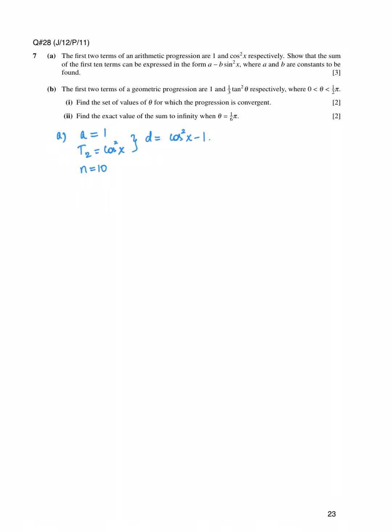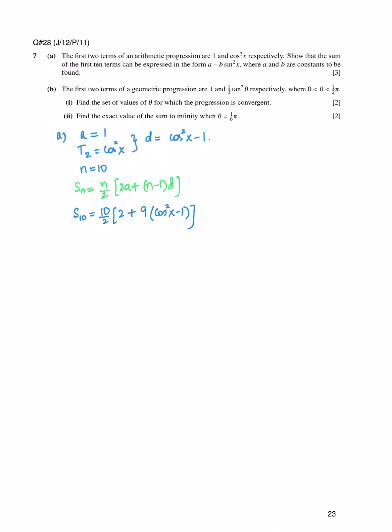The working formula to find the sum of n terms is n divided by 2, times 2a plus n minus 1 times d. We need to place all the values here. The value of n we have is 10, so S10 is equal to 10 divided by 2, times 2a, a is 1, so that will be 2, plus n minus 1, 10 minus 1, 9, and d is what? d is cos square x minus 1.